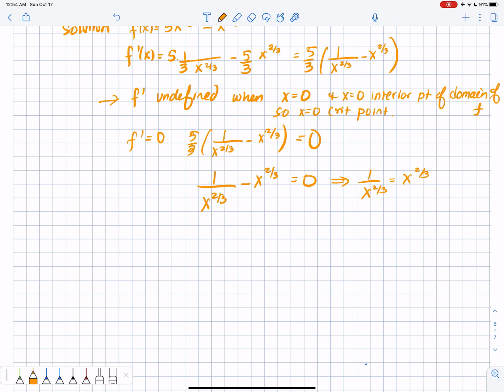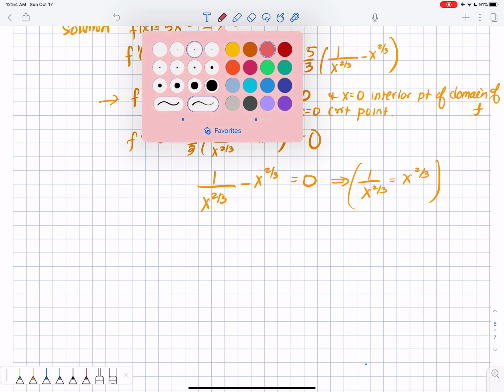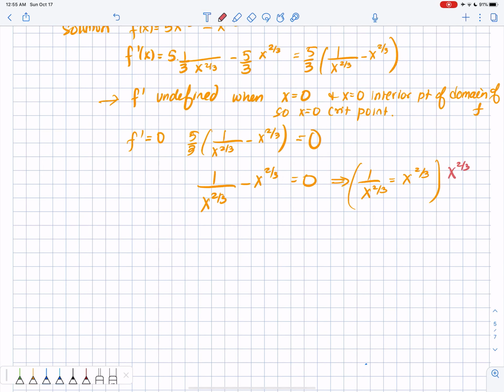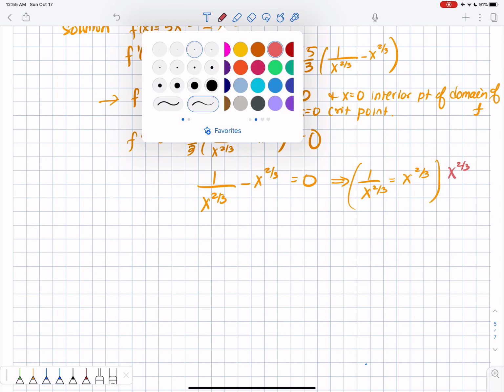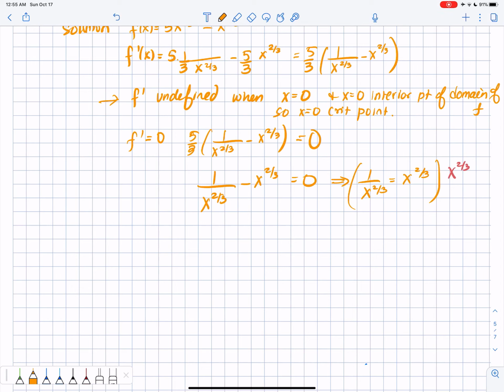We've already separated that. When x is not equal to 0, you can multiply throughout by x raised to 2/3. And what do you get? You'll get 1 equals x raised to 2/3 plus 2/3, which is 4/3. Okay, now, when is 1 equal to x raised to 4 thirds? Well, let's just take a look.